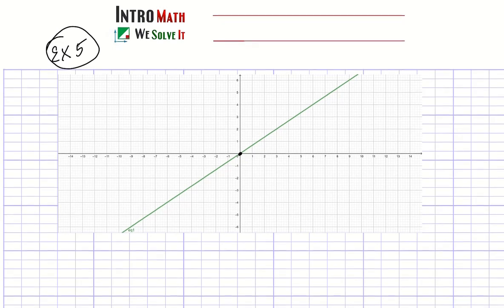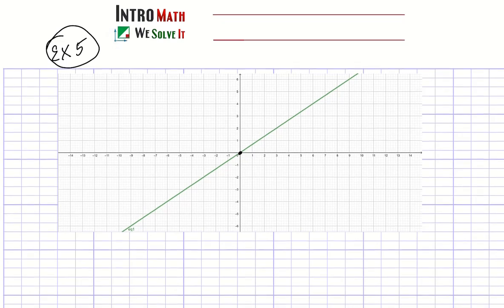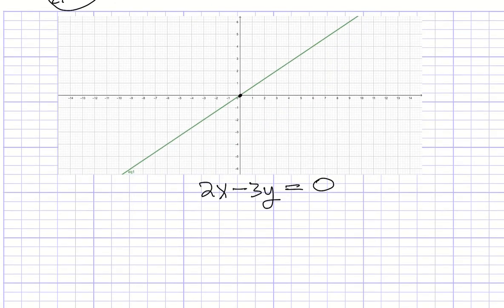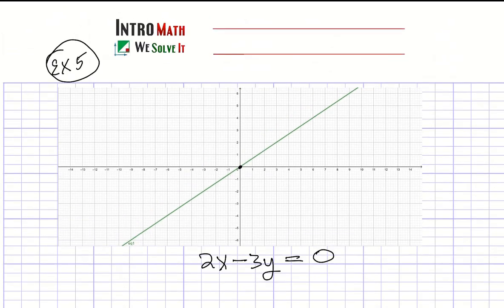Then let's finish this one. What is the equation that gives you this? Is it 2x minus 3y equals 0? Okay? So we'll find them. Of course, there's an intercept here, the y-intercept and the x-intercept.